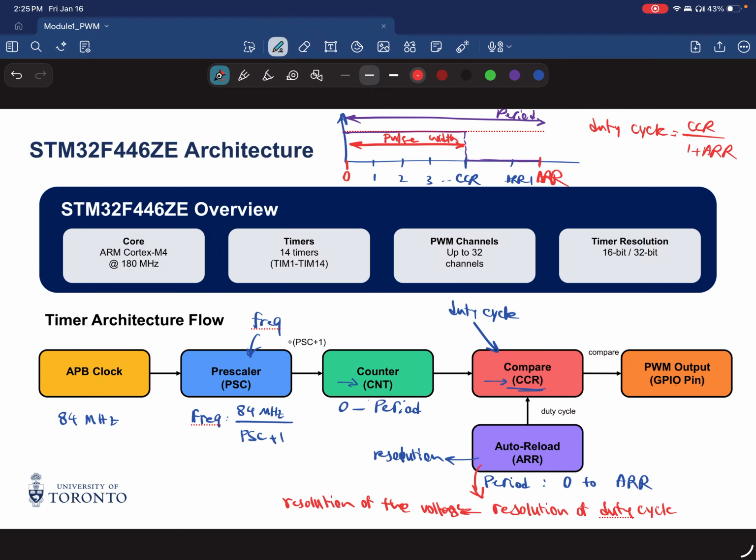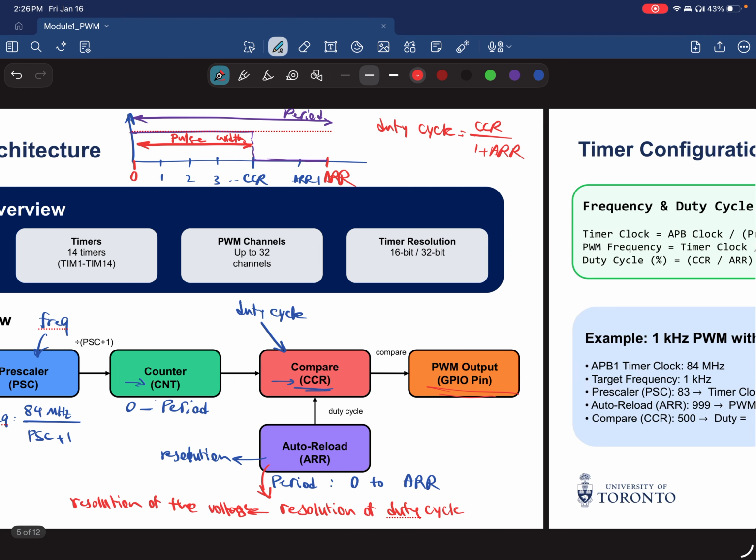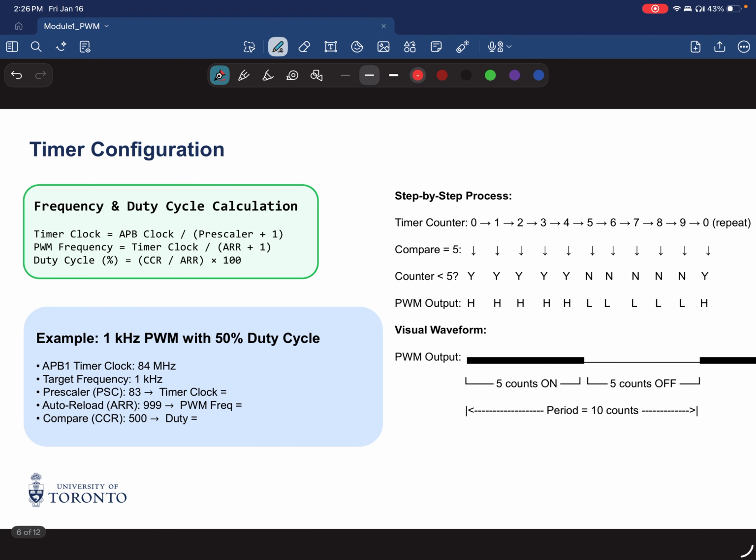Okay, and then based on the counter compared to the compare value, we get our PWM output. Let's see this in practice. So we have the APB clock over the prescaler, as we talked about. Okay, and we would get the timer clock as this value.